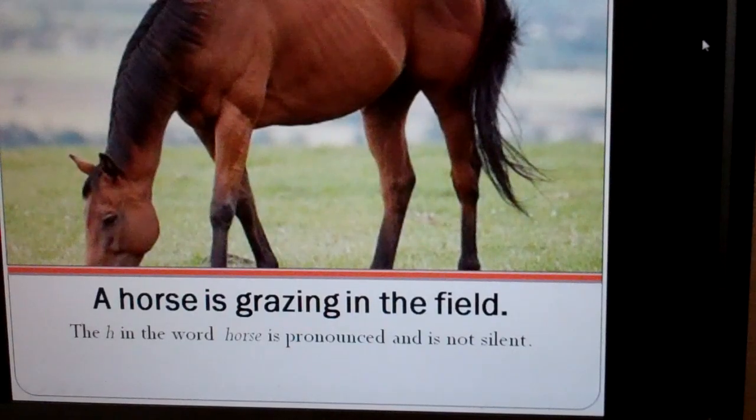A horse is grazing in the field. The H in the word horse is pronounced and is not silent. When an H is pronounced, you'll notice by the sound ha, ha, horse, horse.